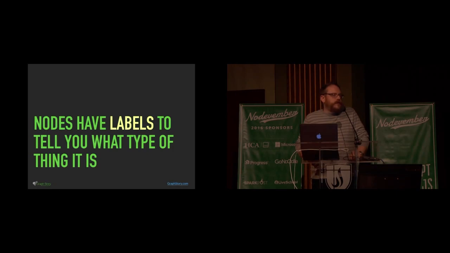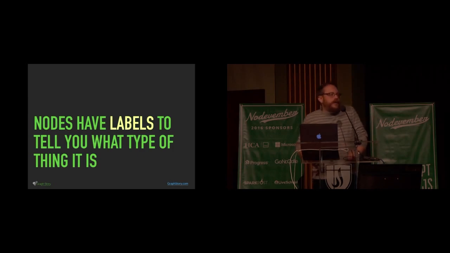Now, typically in a relational database, you categorize something based on what table it's in. That's how you tell what it is. In this kind of format, you have a label that you apply to a node, and you say, this type of thing is a person, or a user, or a comment, or a blog post, or a tag, or whatever you want it to be.